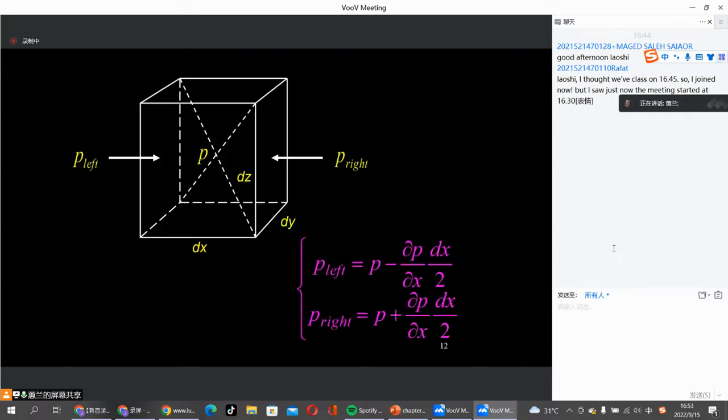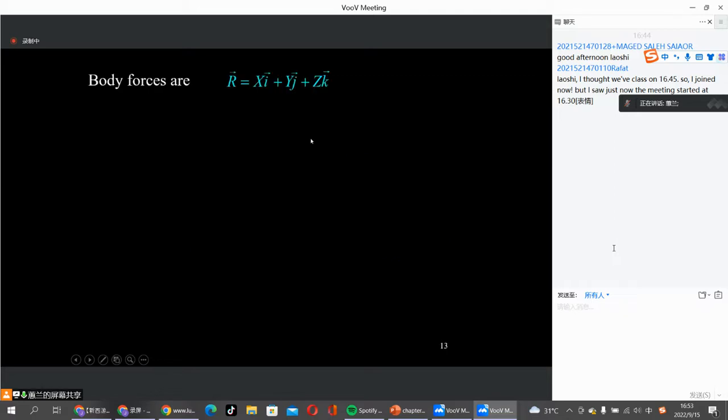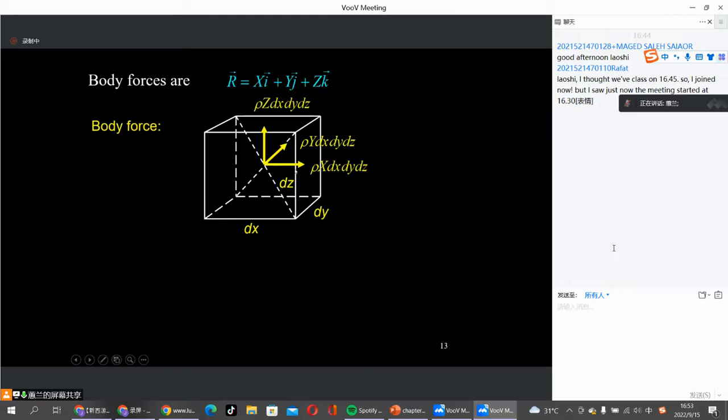So in the x direction, we get P left and P right. Here we use dx, dy, dz. This is the x direction, this is the y direction, and the z direction. Here it should be capital P: we use capital P to indicate the pressure force, small p to indicate the pressure, okay? Pressure is pressure force per unit area. So this is the surface force acting in the x direction, and the body forces are also given in x, y, z components.